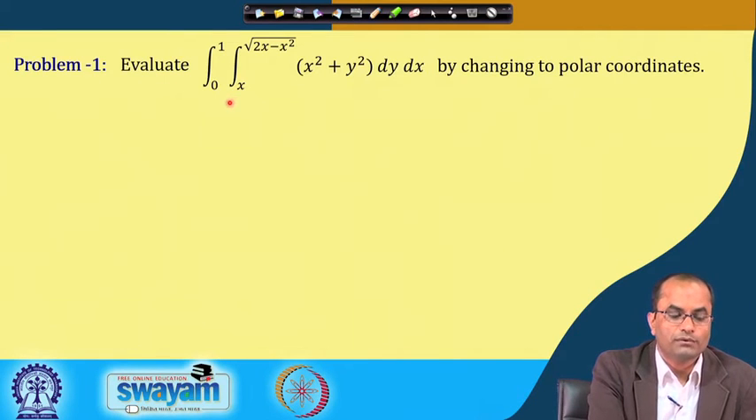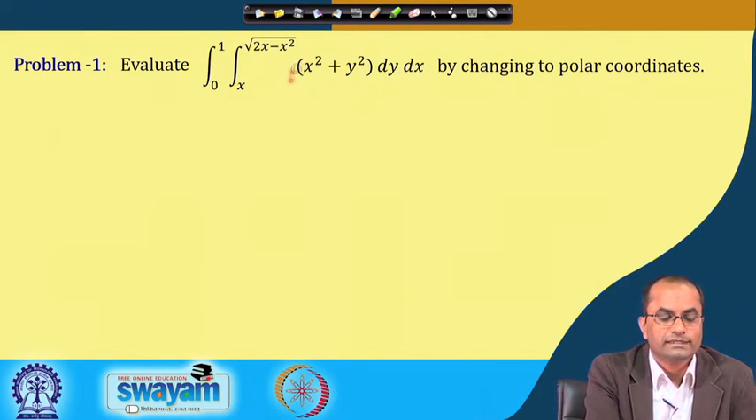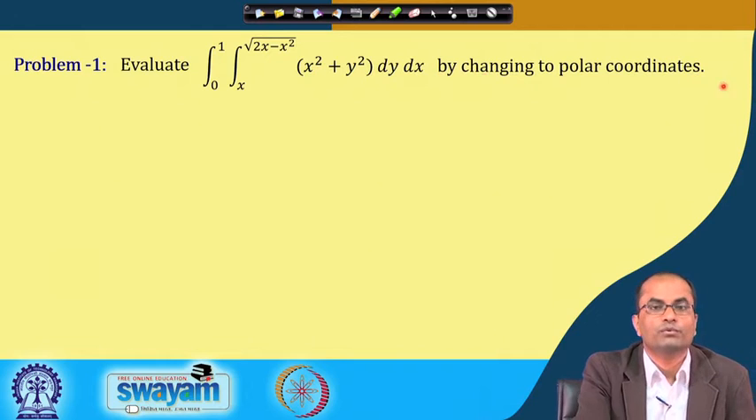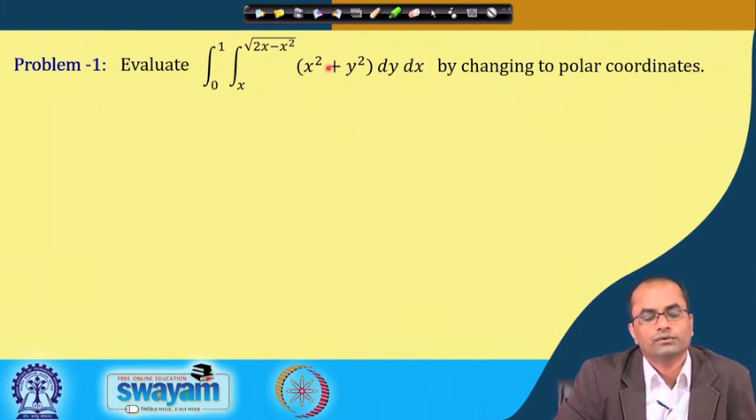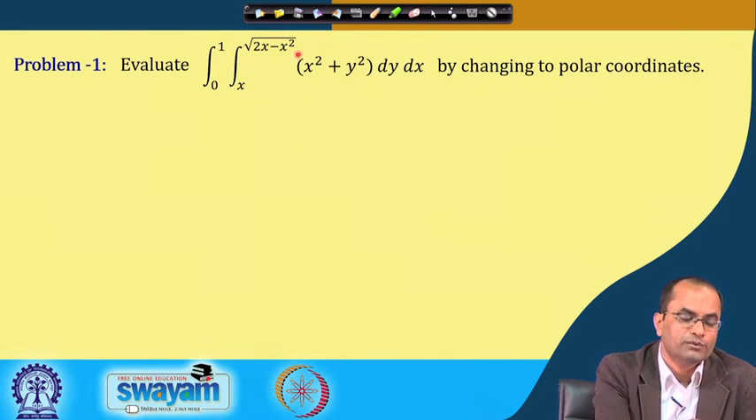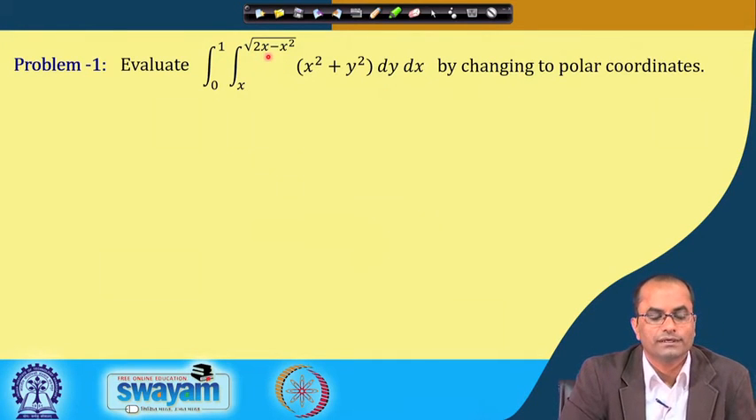Okay, so, another problem where we want to integrate this x square plus y square by changing to polar coordinates, and this is natural because the integrand is also supporting that changing to polar coordinate will help, and perhaps here as well because it's a circle here.